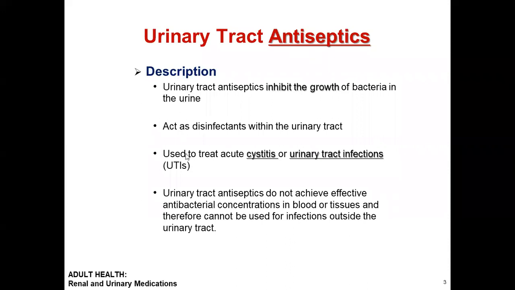The antibiotics we use for acute cystitis, which is inflammation of the bladder, are basically ciprofloxacin or phenazopyridine for urinary tract infection or UTI. Urinary tract antiseptics do not achieve effective antibacterial concentration in blood or tissue, and therefore cannot be used for infection outside the urinary tract.